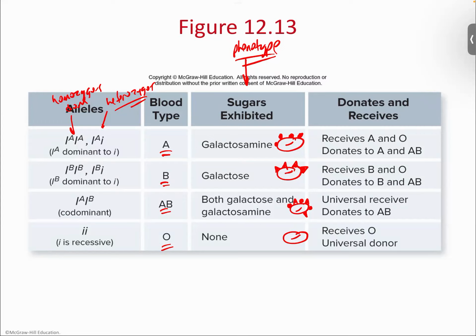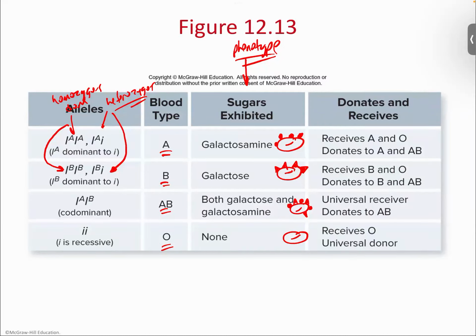blood cells. If you're a B type person, then again, you would be either homozygous dominant, big B, or you would be heterozygous, big B, little i. Again, little i is classically recessive to B. So A and B are both dominant to little i. Either one of those combinations will give you B type blood. You'd make galactose on your red blood cells.